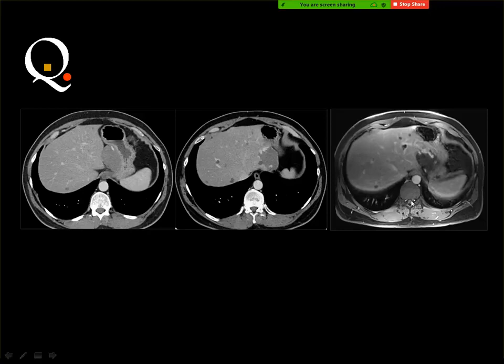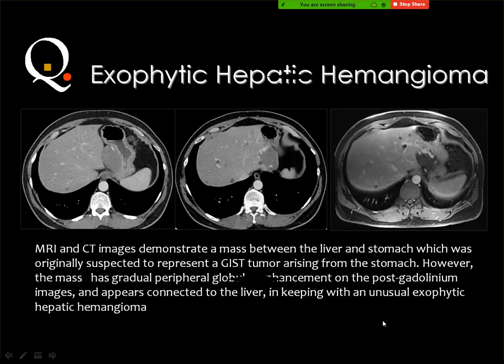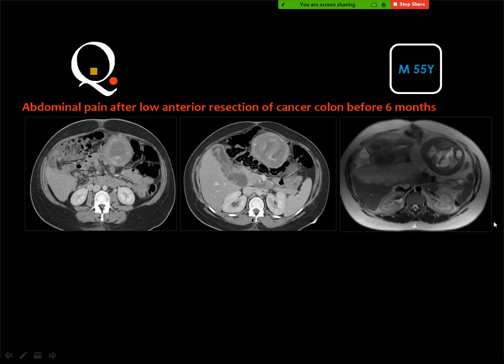No, the same, hemangioma. You see the peripheral nodular enhancement in the CT and the peripheral nodular enhancement in MRI. In this film, you may feel that this is an extrahepatic lesion, but here you see the classic appearance of the enhancement of the hemangioma, which is known as exophytic hepatic hemangioma. This patient presented with abdominal pain after low anterior resection of colon cancer 6 months ago.